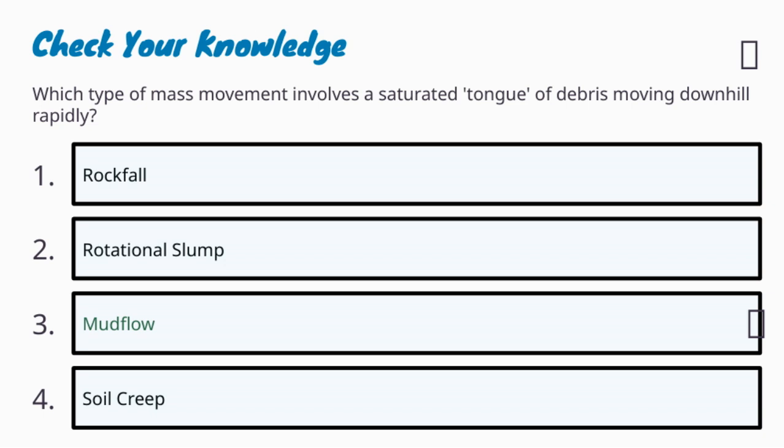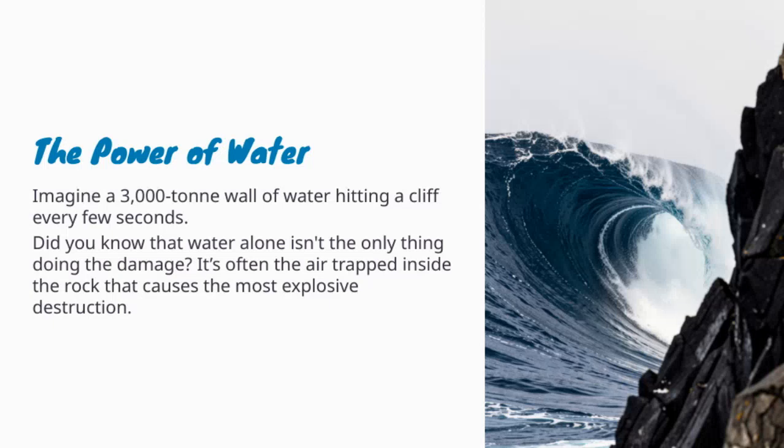This recap is useful because mass movement can expose fresh cliff faces to wave attack, making marine erosion even more effective. Now let's focus on the power of waves. The slide asks us to imagine a 3,000-ton wall of water hitting a cliff every few seconds. That gives us a sense of how much force waves can have, especially during storms.